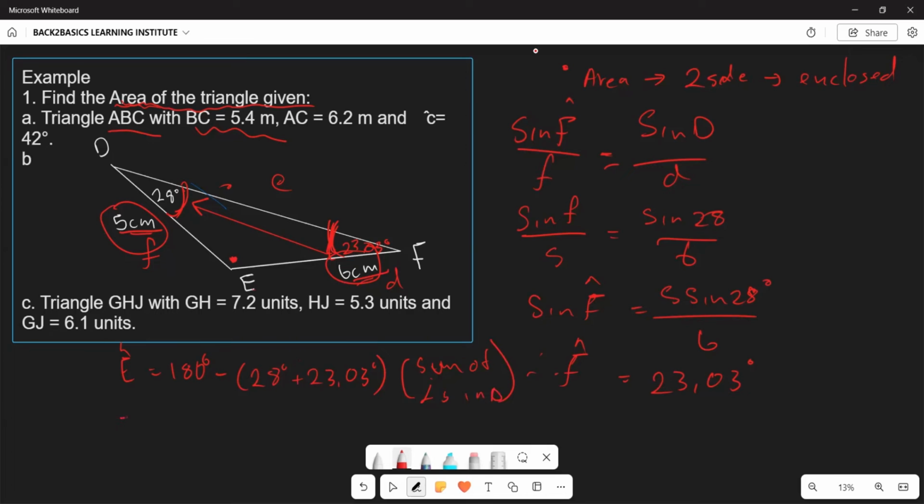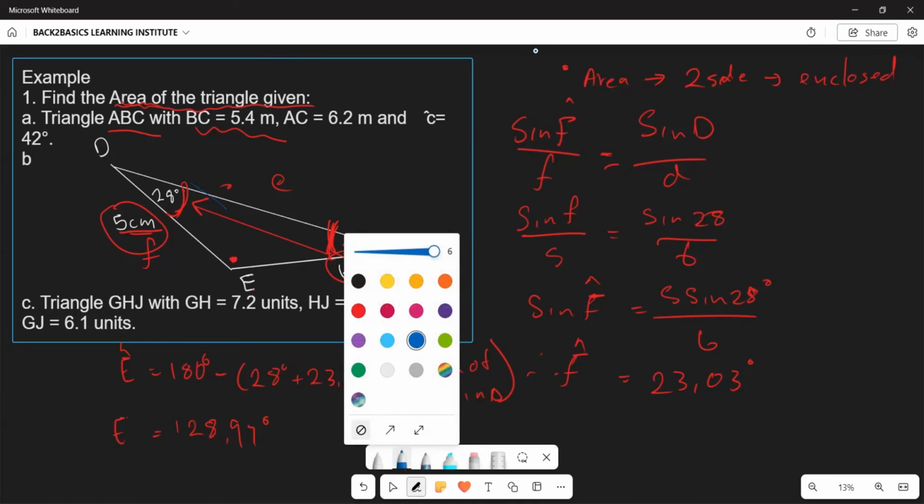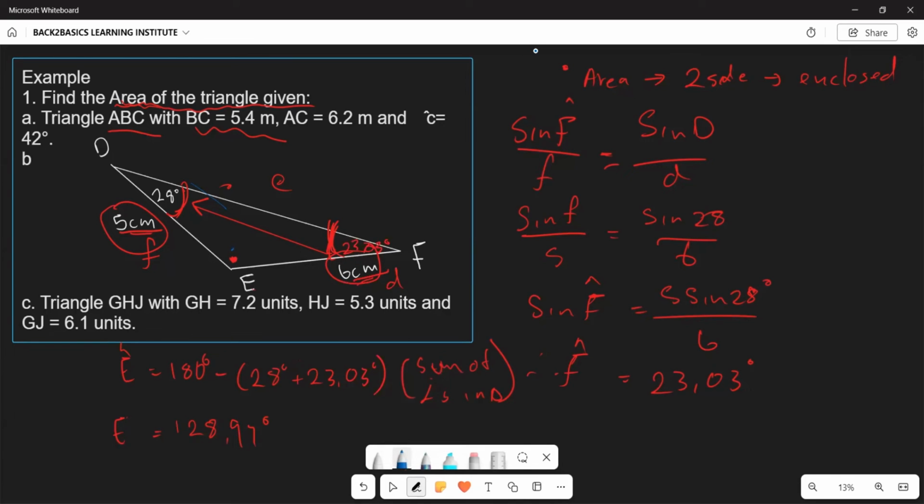Then therefore, what is going to be your angle E in this case? Your angle E is going to be given by 128.97 degrees. So this angle here, your angle E, let's write it with a nicer color now. Your angle E here is going to be 128.97 degrees, right?